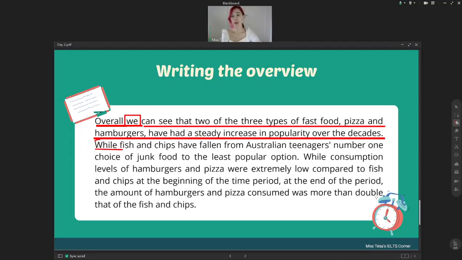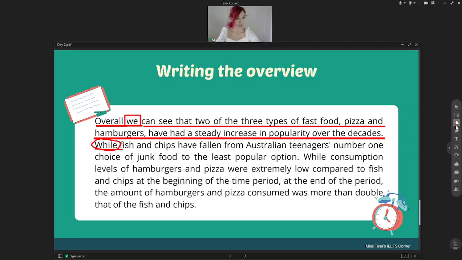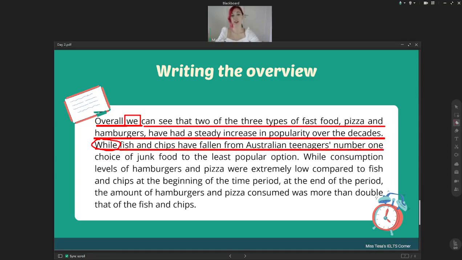"While" is a great word to use when you want to say that things happen at the same time. So, at the same time when pizza and hamburgers were growing in popularity, fish and chips was what? Becoming less and less popular. So, here I mentioned that while fish and chips have fallen from Australian teenagers' number one choice of junk food to the least popular option.